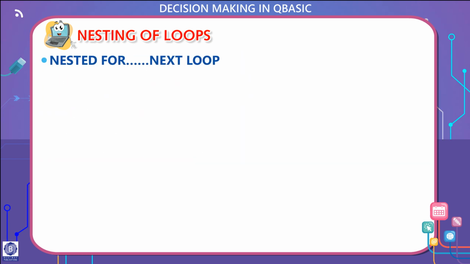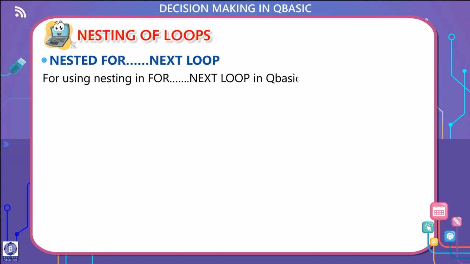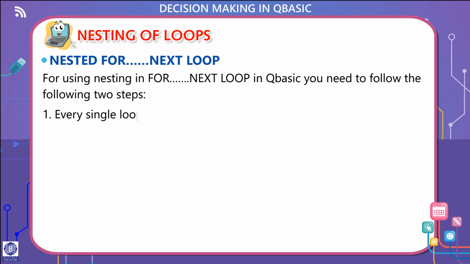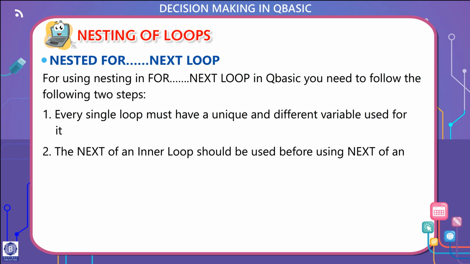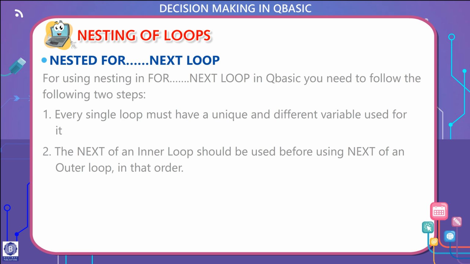Nested for-next loop. For using nesting in for-next loop in QBasic, you need to follow the following two steps. Every single loop must have a unique and different variable used for it. The next of an inner loop should be used before using next of an outer loop, in that order.